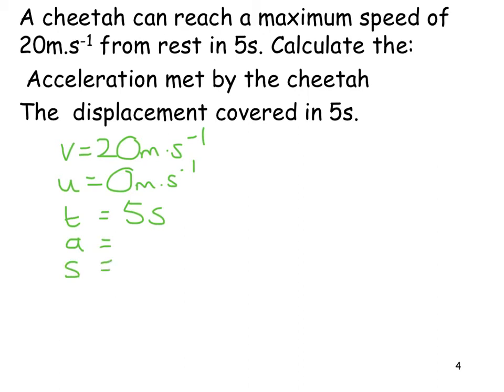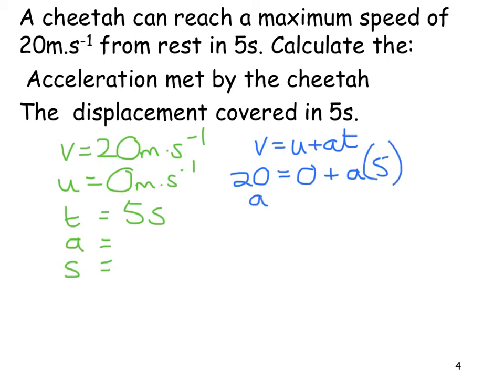So let's first work on the acceleration. I want an equation of motion that does not have S in it. So I'm going to go V is equal to U plus AT. Final velocity, 20. Initial velocity, 0. Acceleration, I do not know. Time, 5. Rearrange that, and my acceleration comes out to be 4 meters per second squared. Check that you can do that on your calculator. Just because I can do it doesn't mean you can.